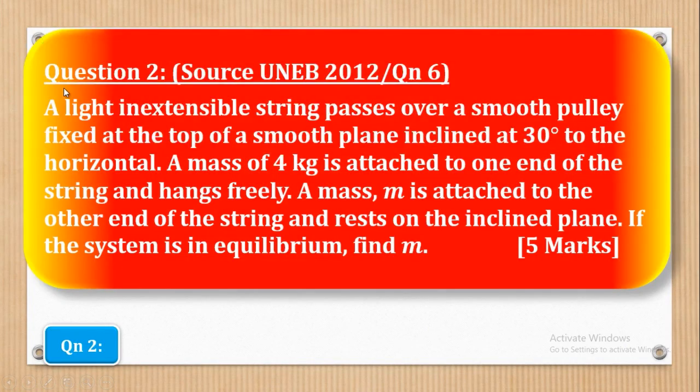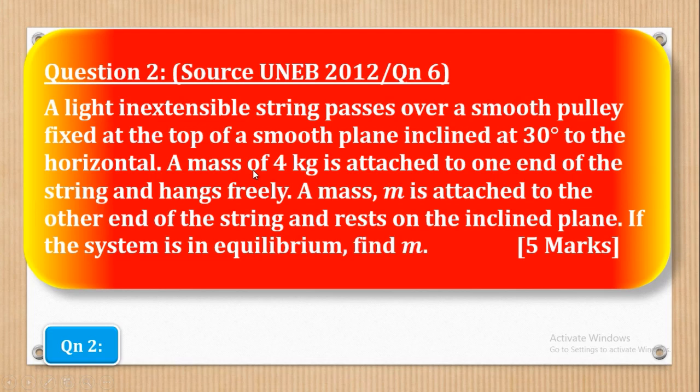So now we shall go to question 2. Question 2 came from UNEB 2012 Paper 2 question 6, and it says, a light inextensible string passes over a smooth pulley fixed at the top of a smooth plane, note this word, smooth plane, inclined at 30 degrees to the horizontal.